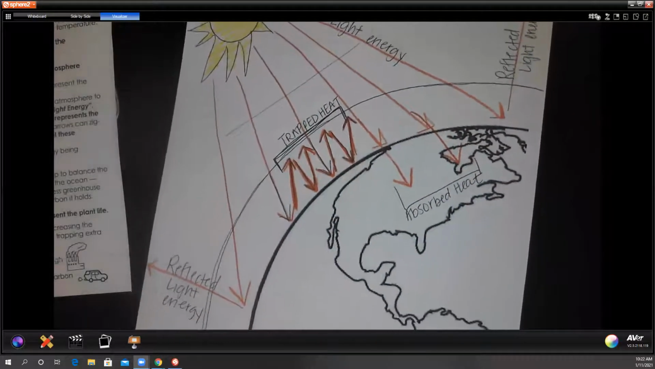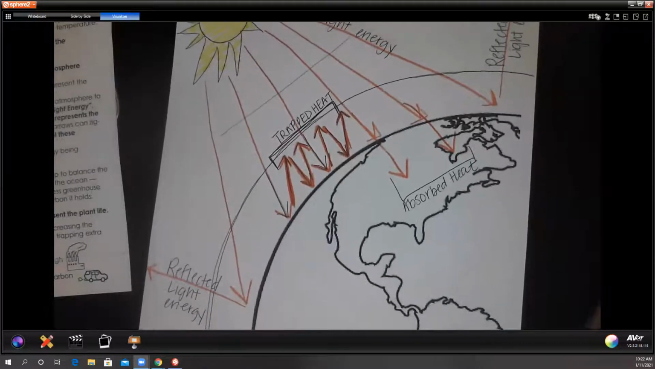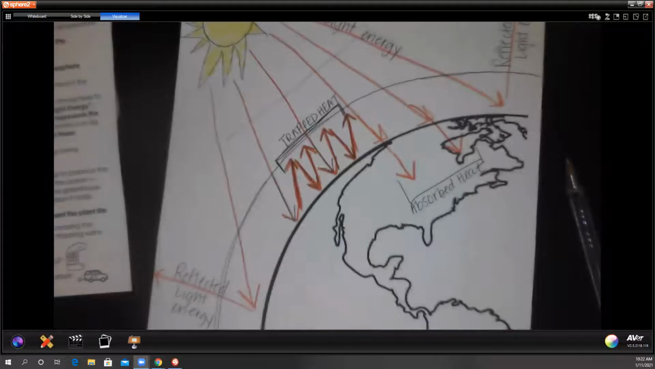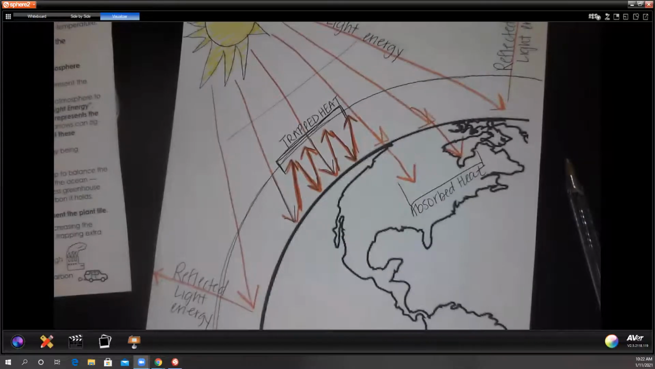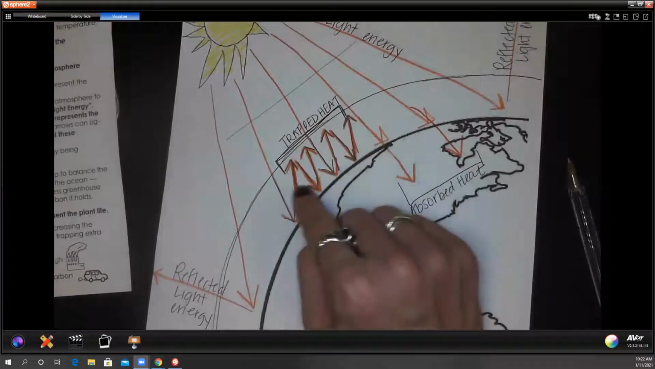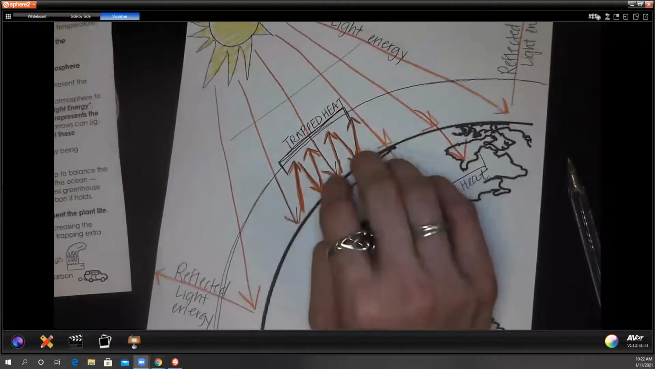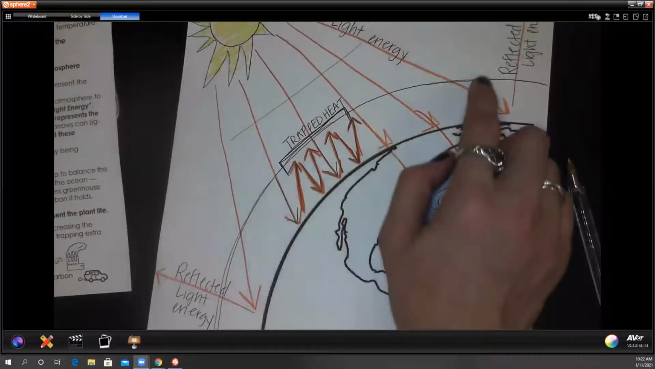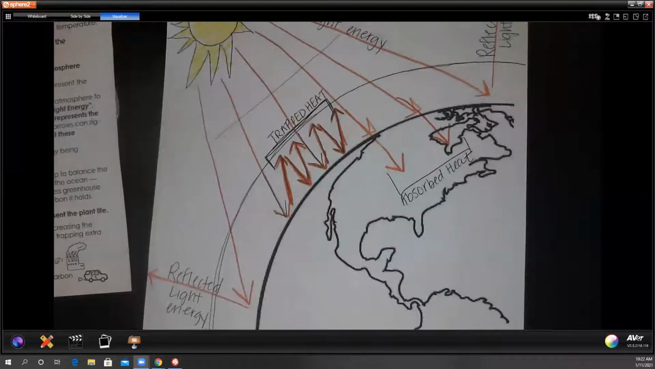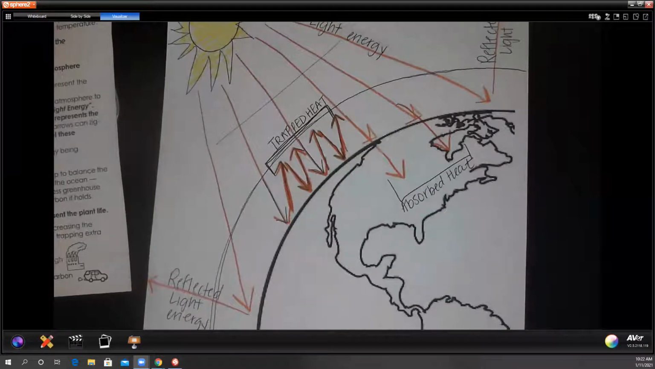I think it would have been better if they were all different colors, but whatever works for you. So that absorbed heat is how the ocean water gets heated. It's how the surface of the earth gets heated. We've got gases that are trapped in the atmosphere that make the atmosphere heated, that makes the outside temperature of the air, right? And then we've got some that is reflected back out into space. Does everybody follow me there? Okay.